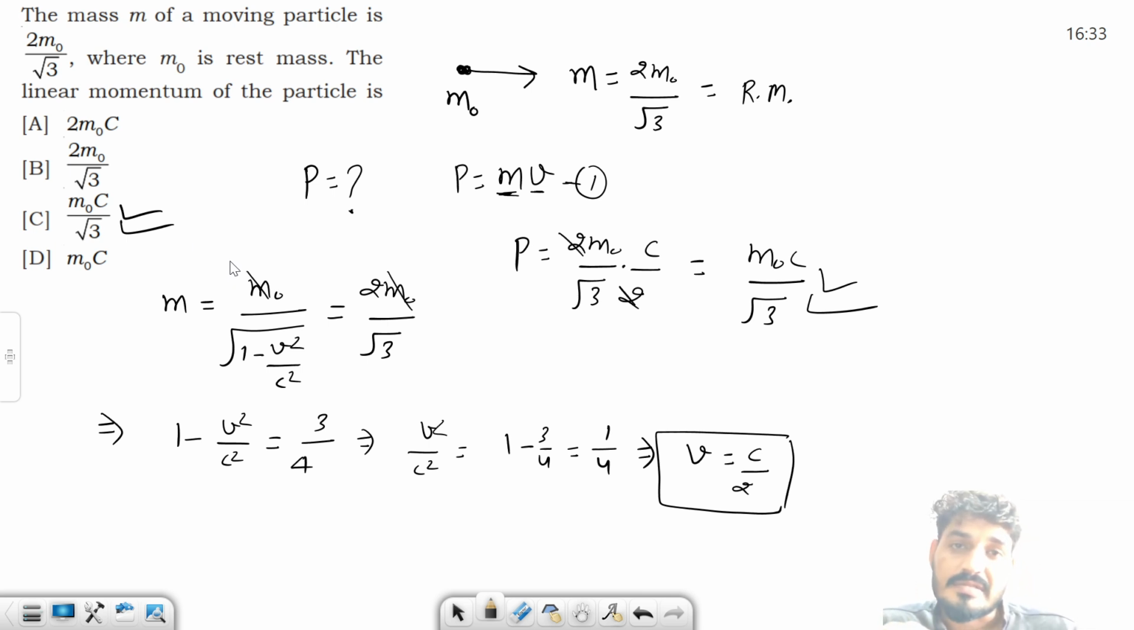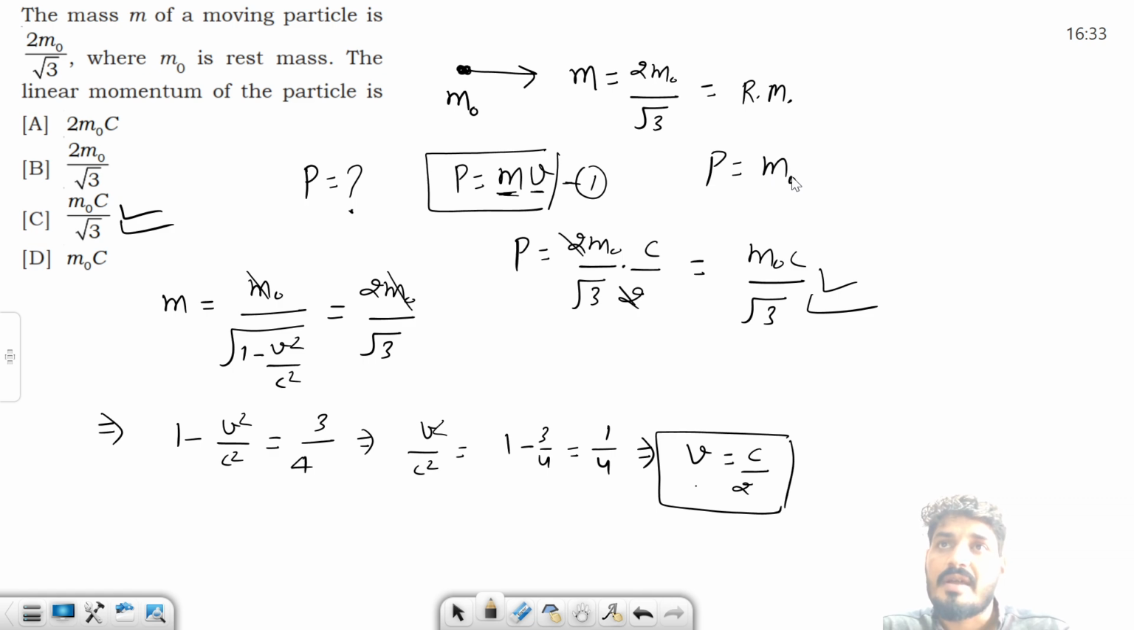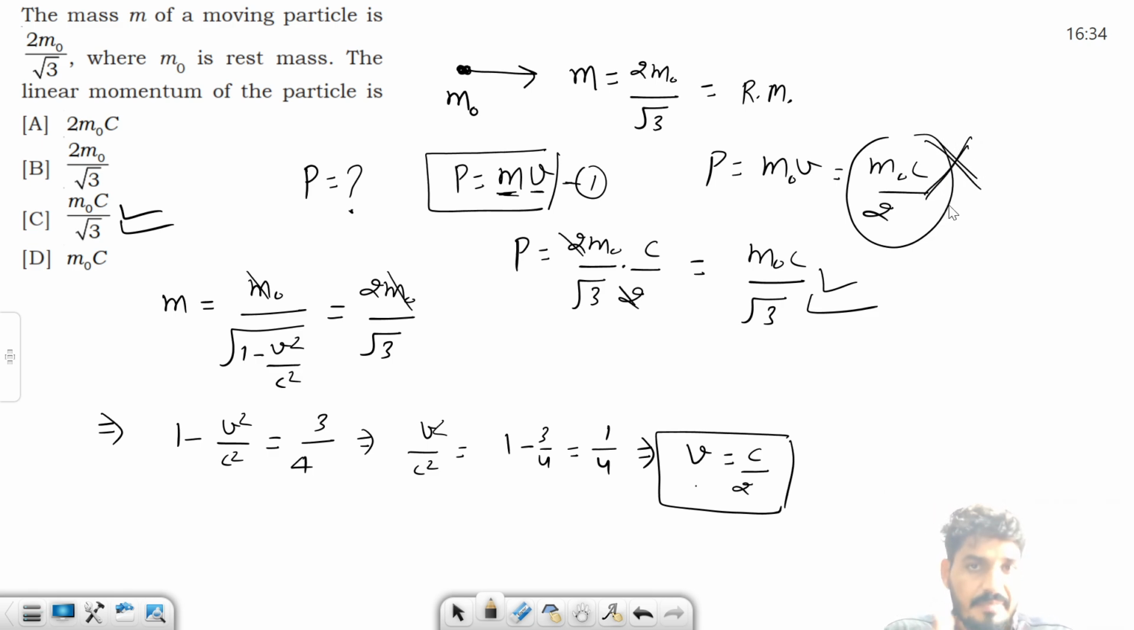Important is that most of the students made a mistake in this question. You will find v, but when you are doing this, you will directly put the rest mass m naught times v, and then you will get m naught c by 2. So don't make this mistake. Sometimes you won't remember, and you will directly put m naught here. So don't make this mistake. Since it is a relativistic case, right? So you have to use the relativistic momentum.